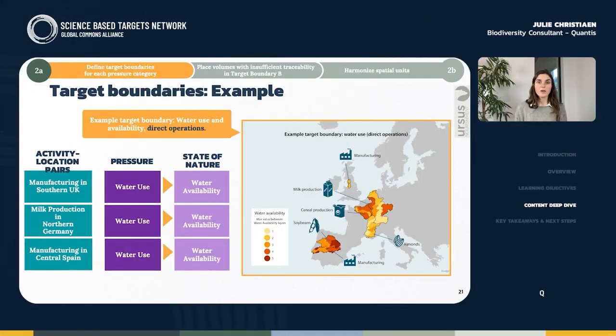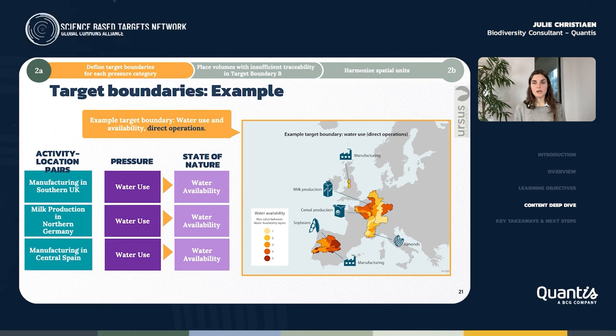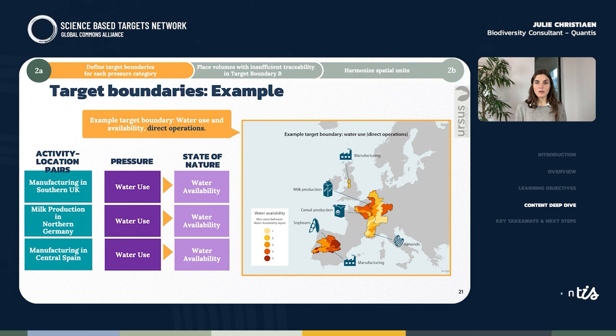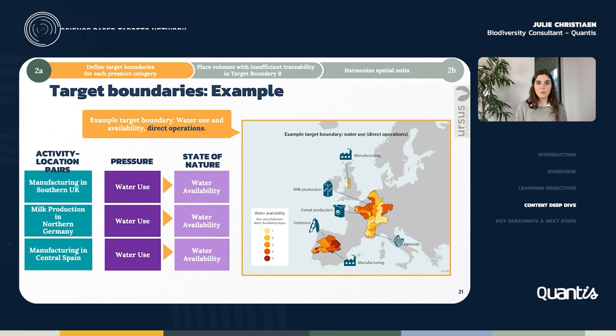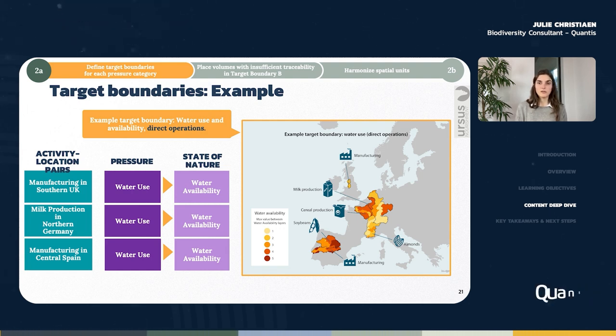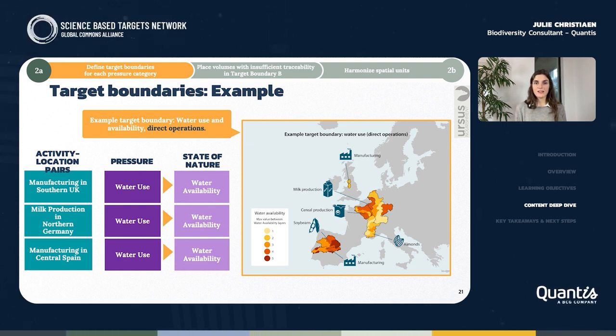In this figure, an example of Usus' target boundary is shown for water use for direct operations. The map shows the outlines of the basins in which the company operates that are material for water use. The colors within the basins indicate water availability, so the state of nature within the basins, with darker red colors indicating basins at greater risk of water scarcity. The company may begin by setting targets in just a few of these locations, but will be expected to set targets to manage impacts in all of them over time.